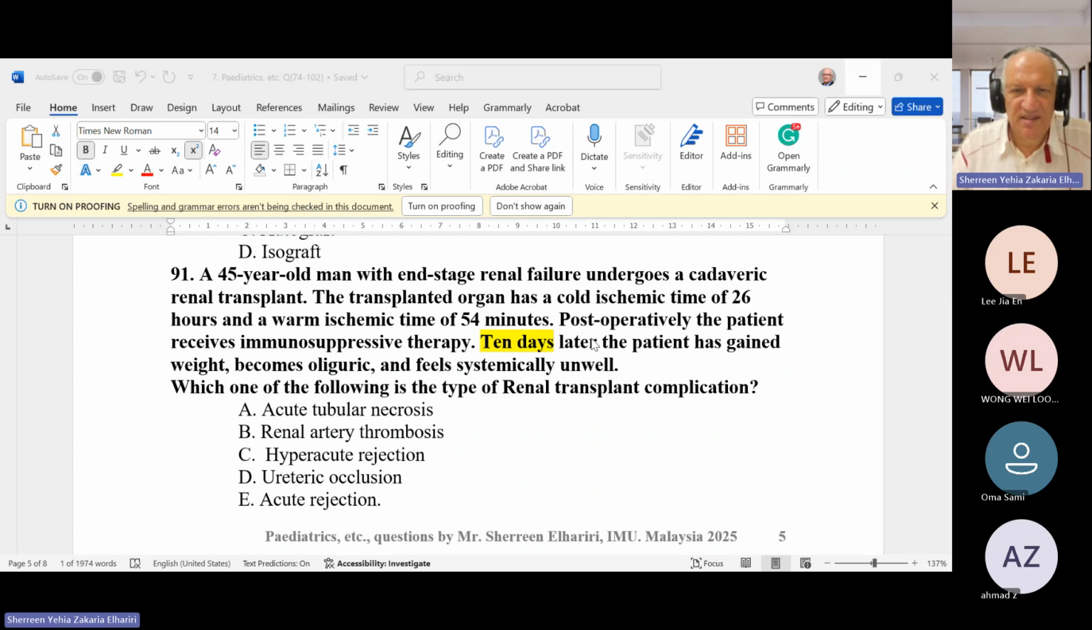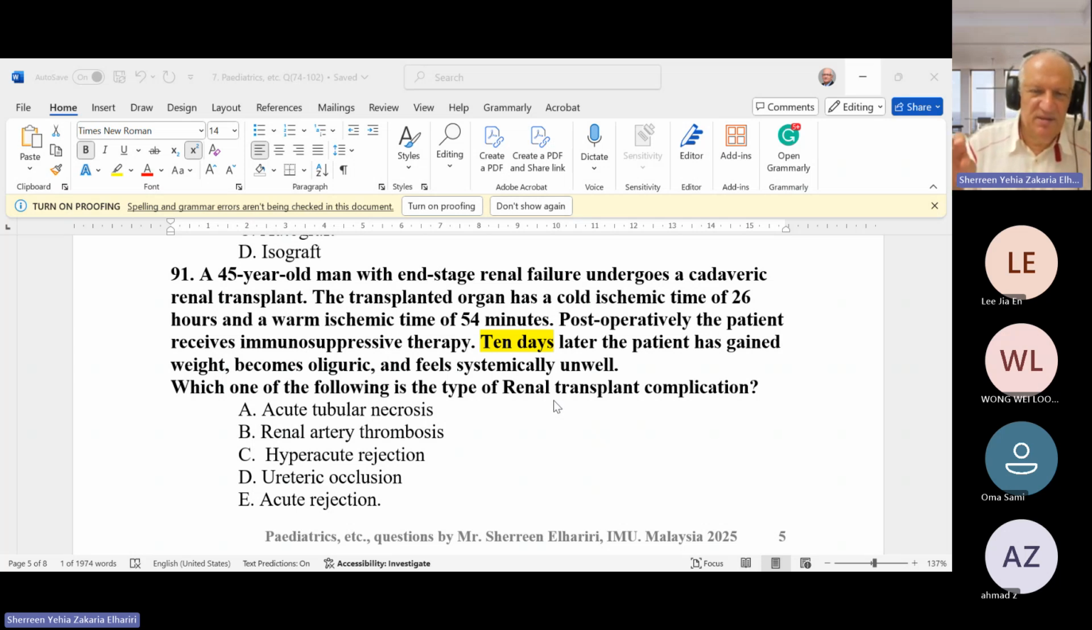Okay, so 10 days later, so it is not hyperacute. The patient gained weight, became oliguric, and feels systemically unwell. What is the following type of renal transplant complication? So just make it easy.